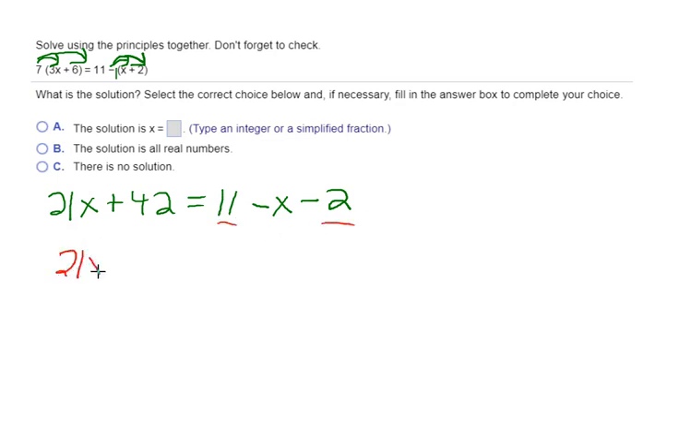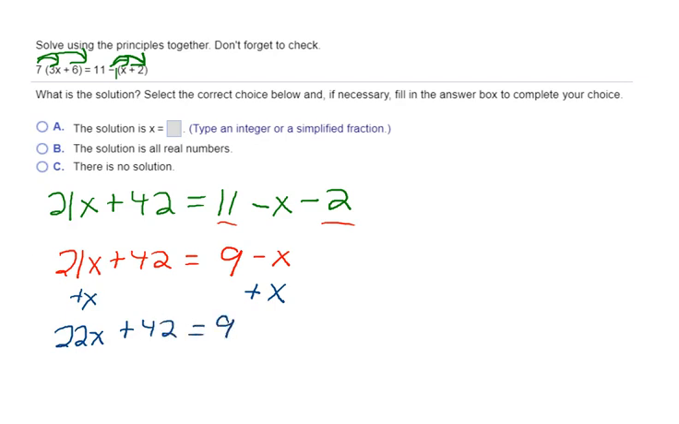I'm going to copy the left-hand side down, 21x plus 42. 11 minus 2 will be 9. Then I'll copy down the minus x. From here, we will work to get x on one side and everything else on the other side. I will add the x to cancel it out from the right-hand side, so I end up with 22x plus 42 equals 9. Then I will subtract 42 to get the numbers to the right-hand side, and I'm going to end up with 22x equals -33.